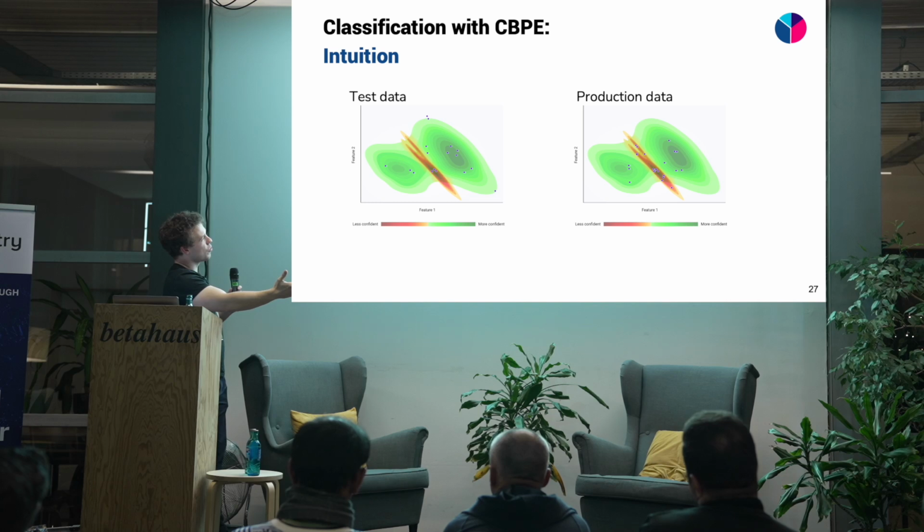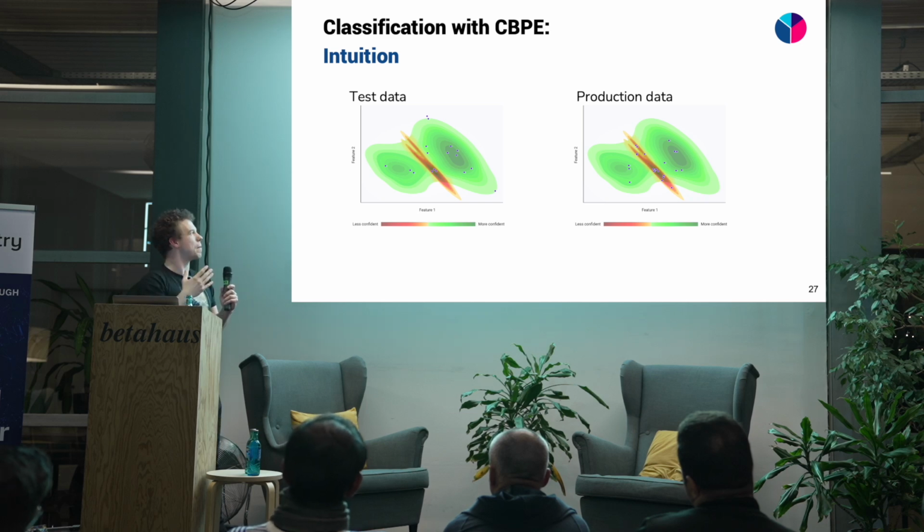And then we deploy the model to production, and for one reason or the other, our data points drift closer to the class boundary. So the model confidence will decrease, so the expected performance will also decrease. That's the intuition. Hopefully this time it was slightly easier to follow.